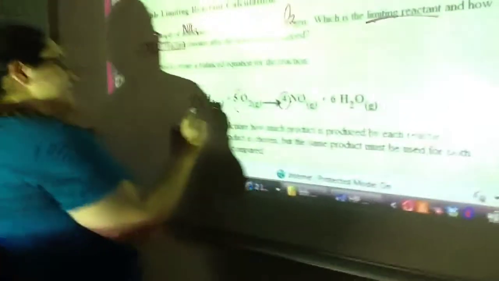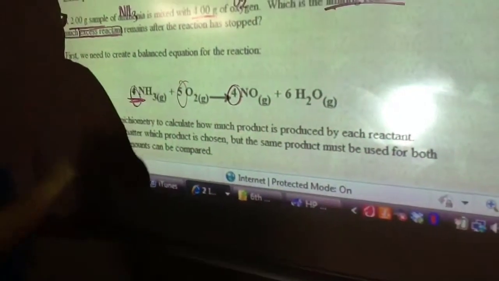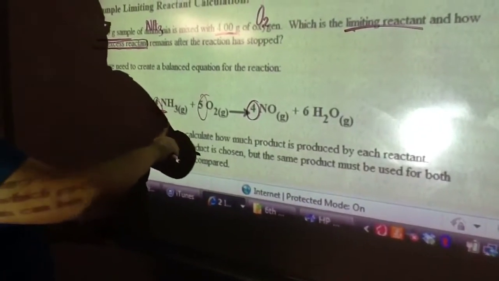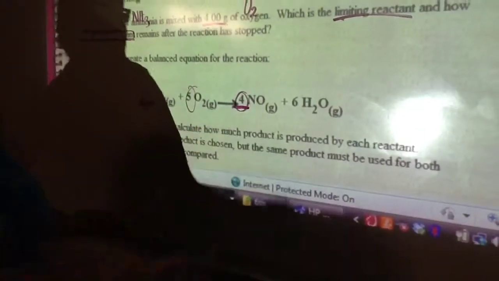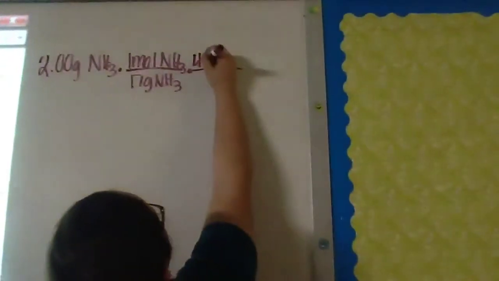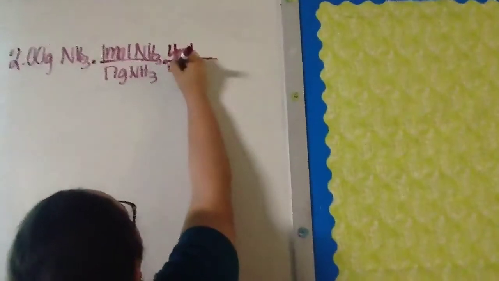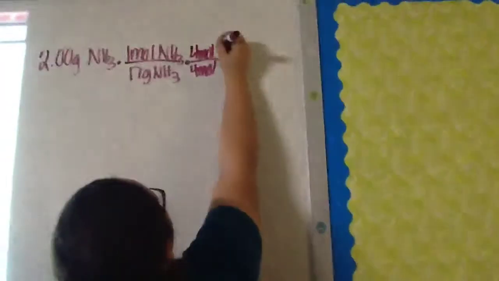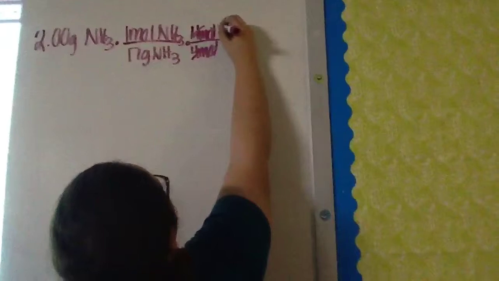So you go back to the problem and you have 4 moles of ammonia and 4 moles of nitrogen monoxide. So it's a 4 to 4 mole ratio. So 4 over 4 is basically 1. So you can go ahead and cross that out.